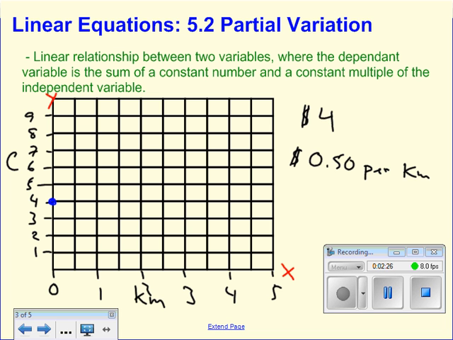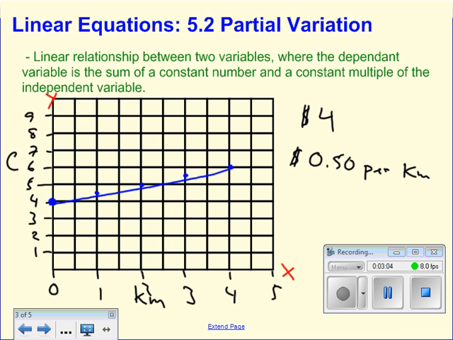So that's where I start. And after 1 kilometer, I'm already up to $4.50. At 2 kilometers, I'm now at $5, $5.50, and then at 4 kilometers, I'm now at $6. So I still have this kind of constant multiple, but I've just changed where I started on the y-axis. So now I'm no longer starting at 0, 0. Now I'm starting at 0 and 4. So it's cost me $4 already to step into this cab. And I can just draw a nice linear relationship like that.